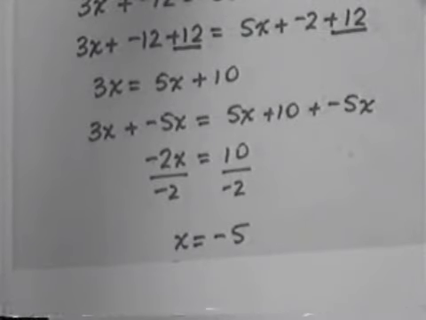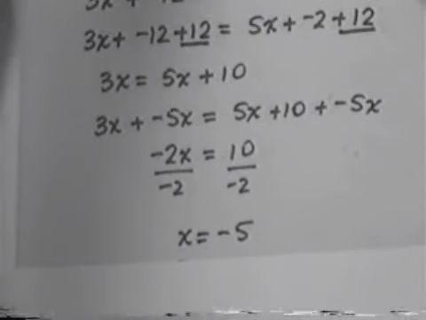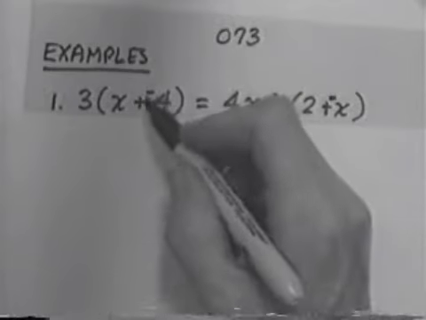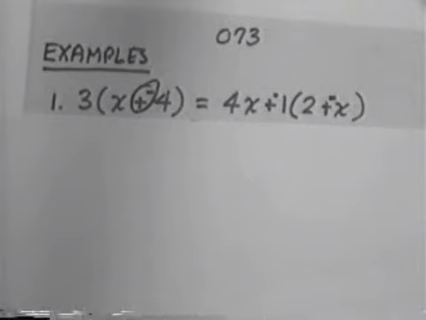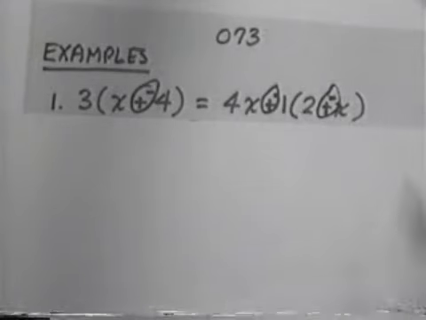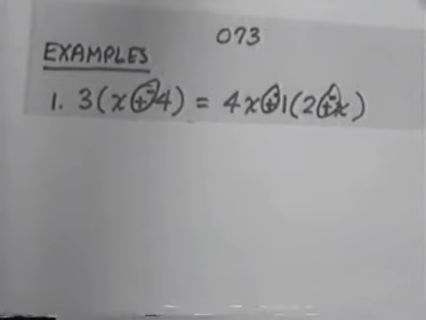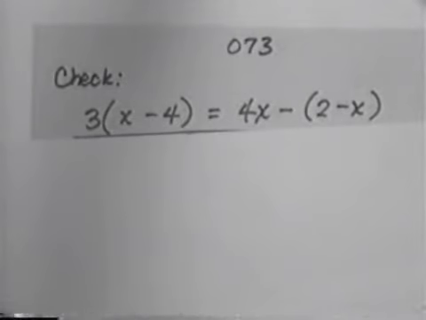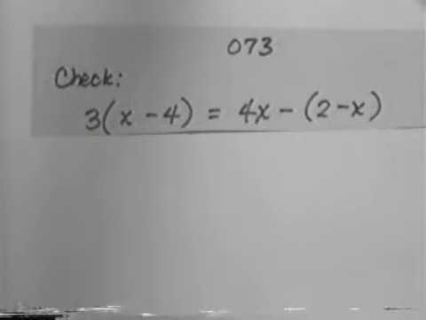As usual, we need to check this answer to be sure that it's correct. Our original equation was 3 times x subtract 4 equals 4x subtract 1 times 2 subtract x. So we'll copy the original equation exactly as it was for the check. 3 times x subtract 4 equals 4x subtract 2 subtract x.